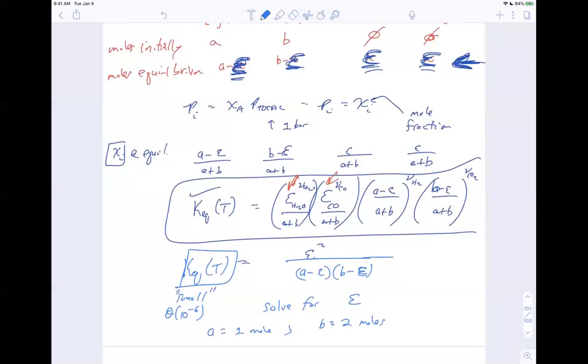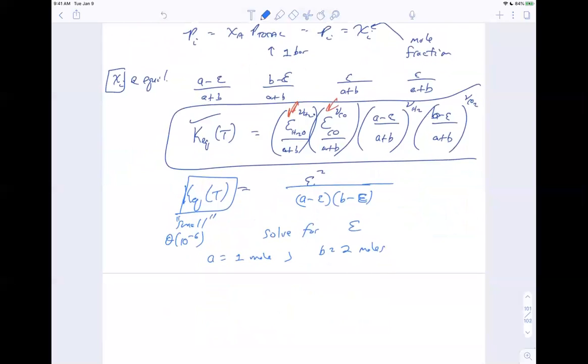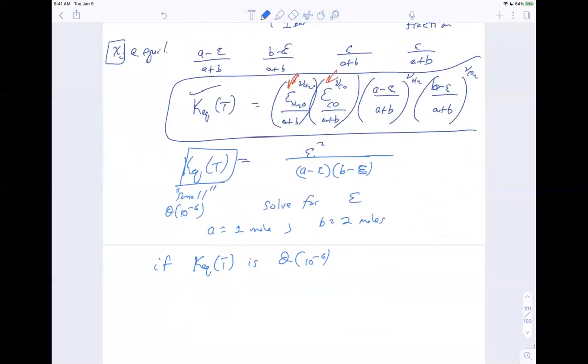So when you solve this problem, and I encourage you to do that for practice, regardless of how you choose to solve it, if you find that K is small, which is on the order of 10 to the minus 6, then epsilon is small, and you might approximate that A is much, much greater than epsilon, and B is much, much greater than epsilon. Therefore, A minus epsilon we can approximate as A, and B minus epsilon we can approximate as B, because epsilon is very, very small.